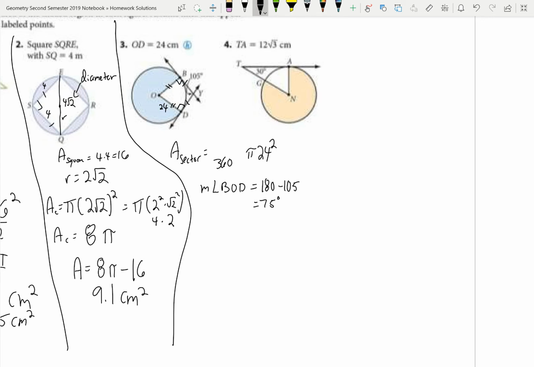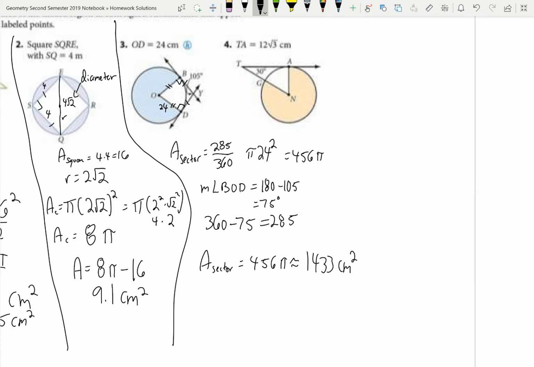And so I can go ahead and replace 75 for x. Or wait, actually, hold on. I want the shaded, I don't want the white, I want the blue. And so actually what I want is 360 minus 75, which is 285. So actually I want 285 up here. And then when I calculate that, I'll get 456 pi, which is approximately equal to 1,433. Okay. Great.